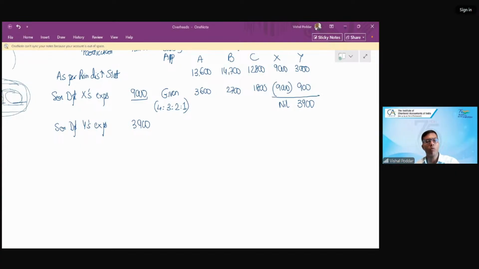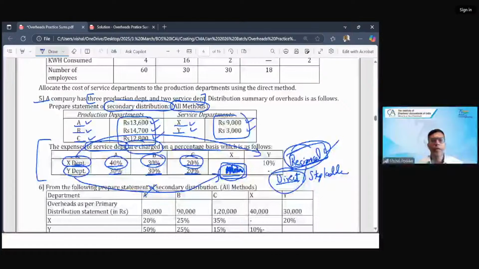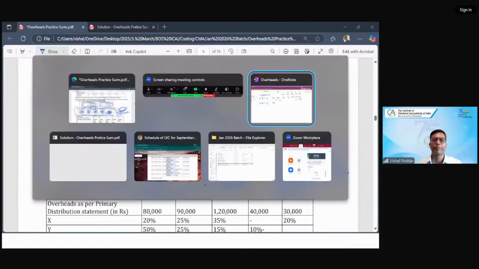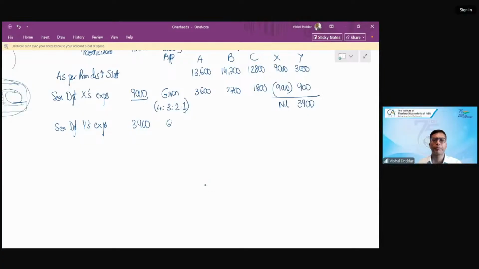Now, when I distribute Y, it will be only to A, B, C because it is step ladder. Step ladder is when one is giving to another, but the other one is not giving to the first one. So Y is not giving any services to X. So our ratio is 3:3:2. Now we divide 3,900 in the ratio of 3:3:2. Correct, Meenu? Very good, Riddhi.